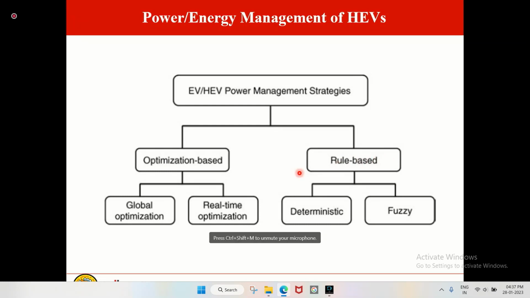In case of optimization, we can have global optimization. We can treat it as a real-time optimization problem, right? In case of rule-based, we can have a deterministic approach, or we can go for a fuzzy logic kind of strategy, right? So the choice is with the developer, the designer, the researcher. Every company, every manufacturer, every startup will have to deal with this issue of power and energy management.